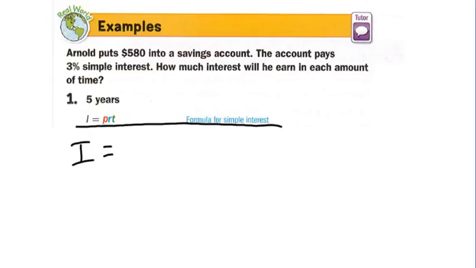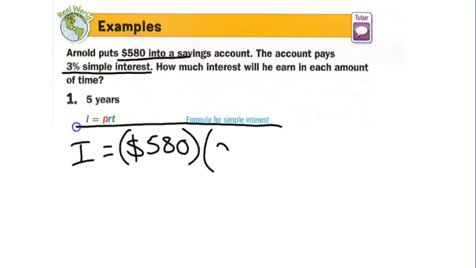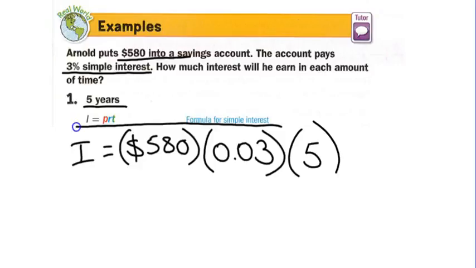All right, so what's our principal? How much did he start with? Well, he puts $580 into a savings account. So we start with $580 in that savings account. All right, what's the rate? It pays a 3% simple interest. So 0.03. Always change that rate into a decimal. And then lastly, how long in years? Well, as we said here, it was for 5 years. So we multiplied that by 5.